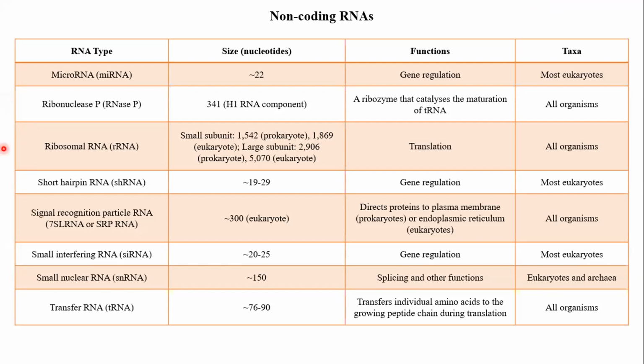So in this list, you already know ribosomal RNA and transfer RNA. Now here the list is in alphabetical order. So we'll first see ribosomal RNA and transfer RNA. So ribosomal RNA, what is the size? It is the structural component of ribosome. So it has a small subunit and large subunit. They have given the size in terms of nucleotides. What is the function of ribosomal RNA? It is in translation.